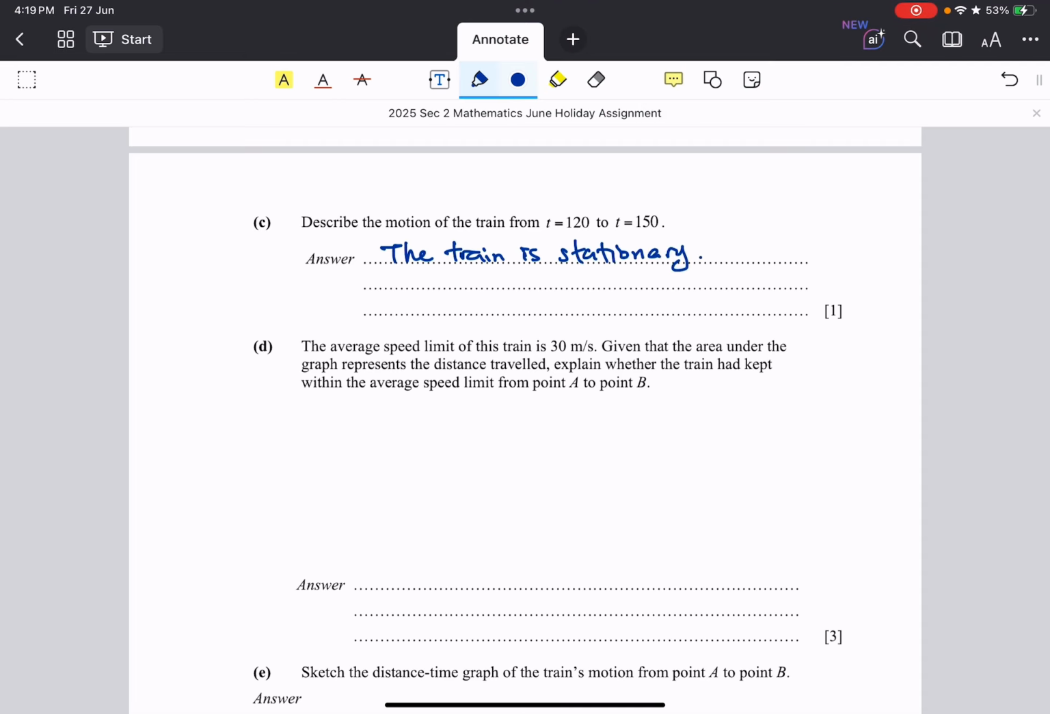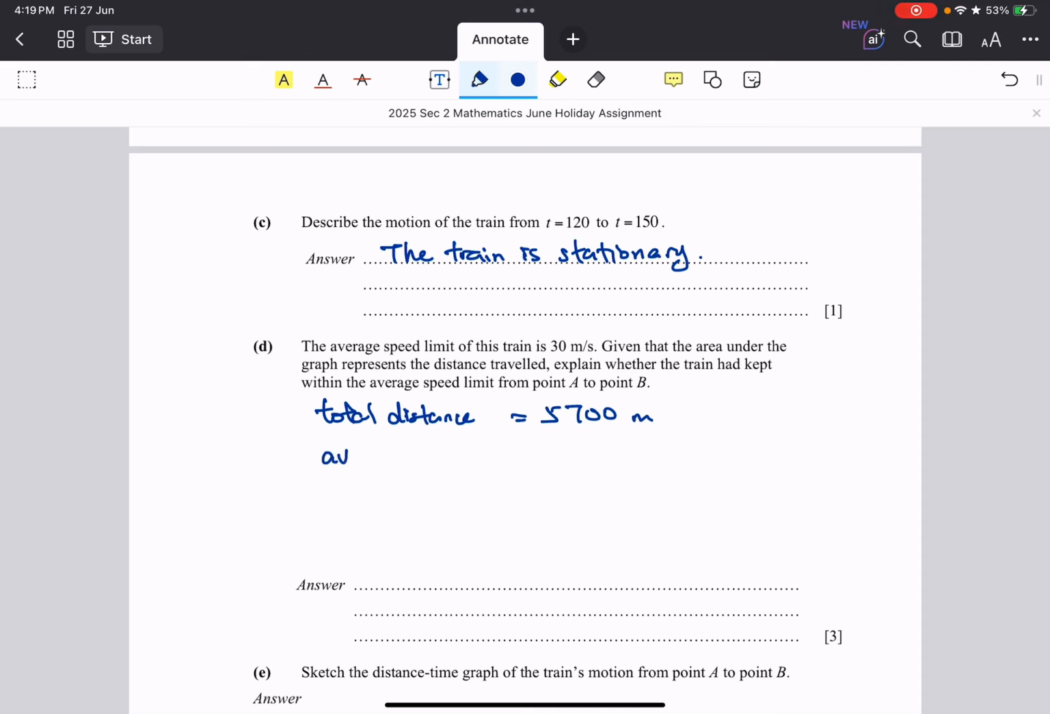There we go. Okay, part D, the average speed limit of this train is 30 meters per second. Given that the area under the graph represents the distance traveled, explain whether the train has kept within the average speed limit. Okay, so what we can do is we know that the total distance is actually 5700 meters, right?